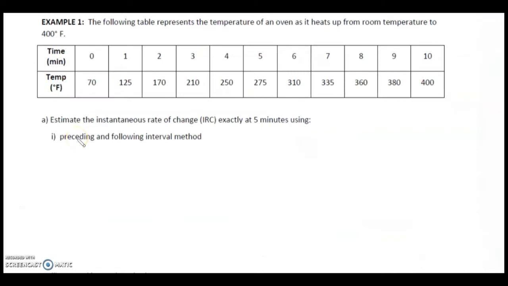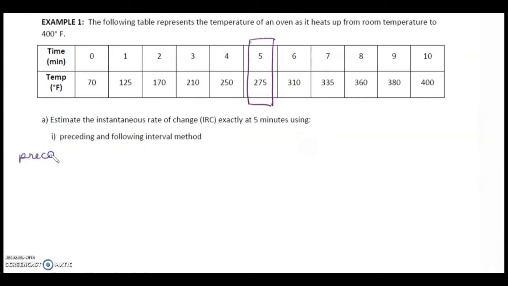Okay, example 1. The following table represents the temperature of an oven as it heats up from room temperature to 400 degrees. So we have time and temperature. Estimate the instantaneous rate of change exactly at 5 minutes. If we're given a table of values, you're likely going to use the preceding and following interval method. So let's chunk this down.